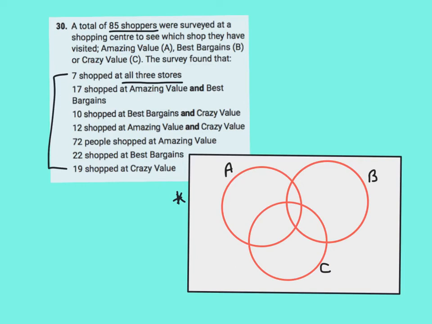Okay, so very straightforward. First thing it says 7 shopped at all 3 stores. That goes in the middle here. 17 shopped at amazing value and best bargain. So 17 shopped in this total section here. Just as a small bit of a recap, so I won't have to do this for the whole thing, that means that 17 is made up of this total section here. So if that is the case, then I need to say 17 minus 7 gives me 10 for this little section here.